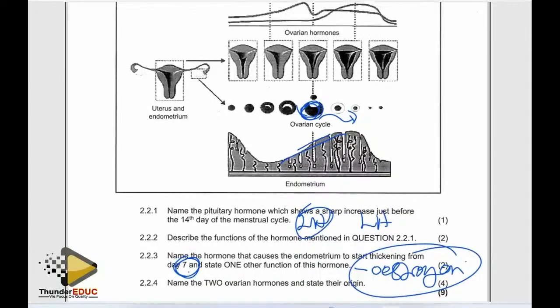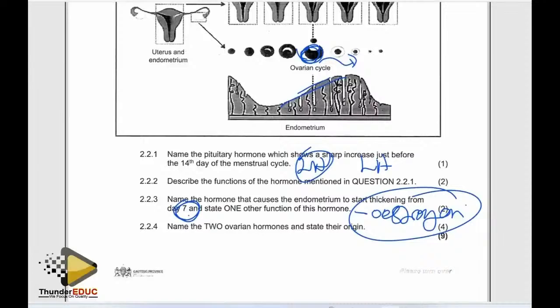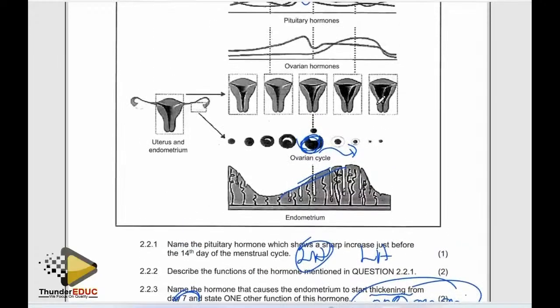but progesterone maintains the pregnancy. We said estrogen prepares the uterus for implantation. How? By making the endometrium thick, vesicular, and granular. Start the thickening. You see, thick, vesicular, and granular. So it is estrogen. And they're saying day 7 here.